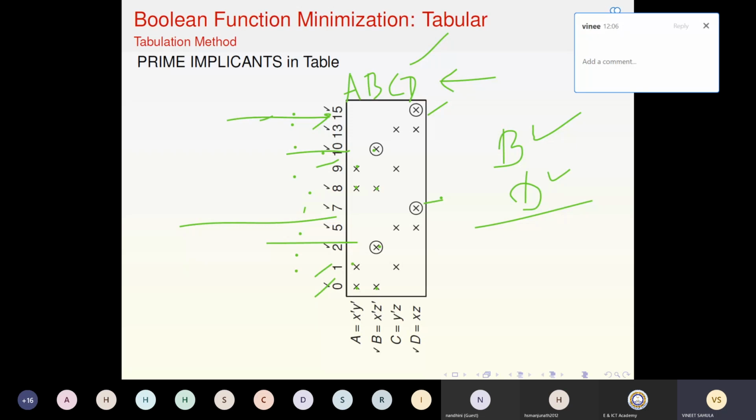But now B covers what? 8. So 8 is covered. B covers 0, covered. D covers 13, right? D covers 5 also. So they are all covered. What is left? Then you have to reduce this table now.